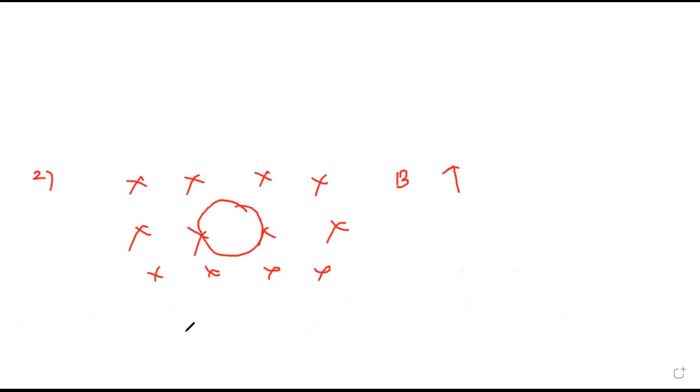See the next example. This is an inward field. Cross means inward field, and it is increasing. Here is a coil. You all tell me, by your common sense, what will be the direction of current. The field is inward and increasing. You have to tell me the direction of current.